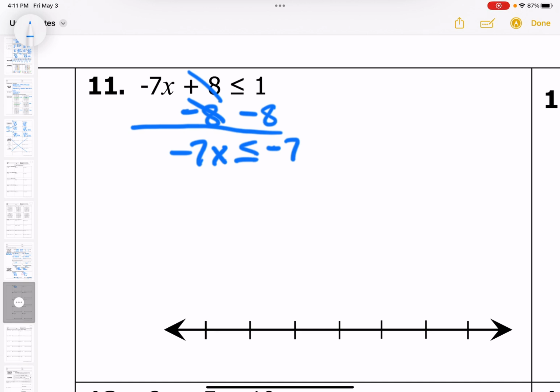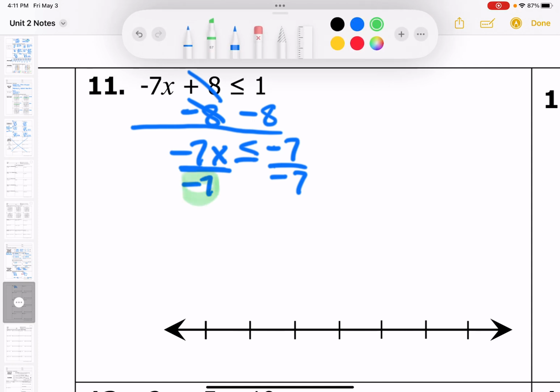All right, now to get x by itself, I have to move the negative 7. Those two things are being multiplied together, so I have to do the opposite and I have to divide. So right now we are dividing by a negative number. So I have to think back to that rule that we talked about. You got to flip the inequality sign when you multiply or divide by a negative number. So since we're dividing by a negative number, my less than or equal to sign is going to change to a greater than or equal to sign.